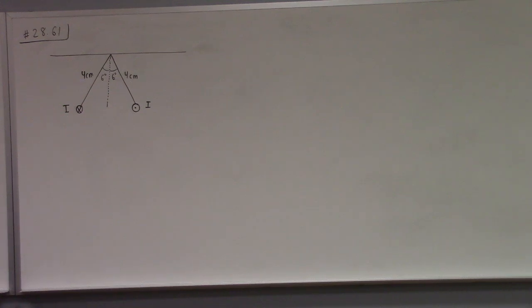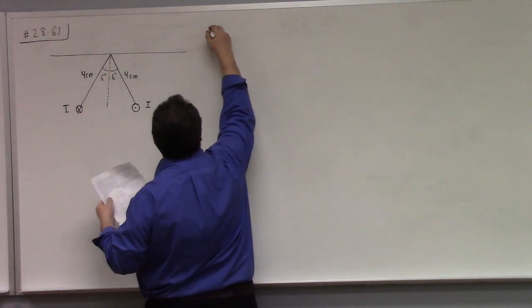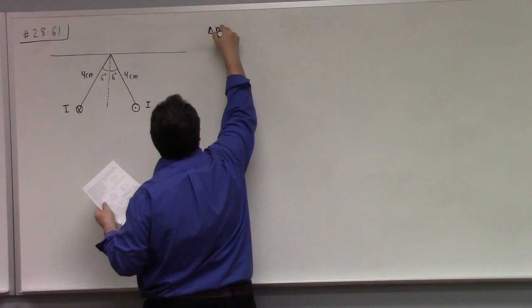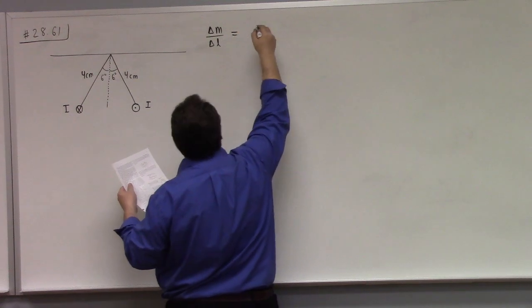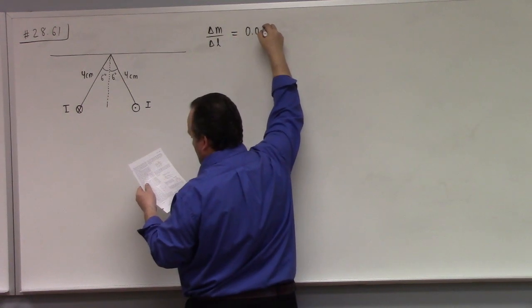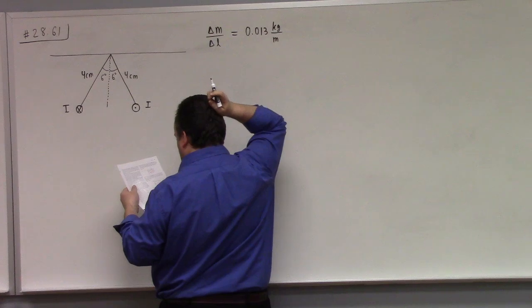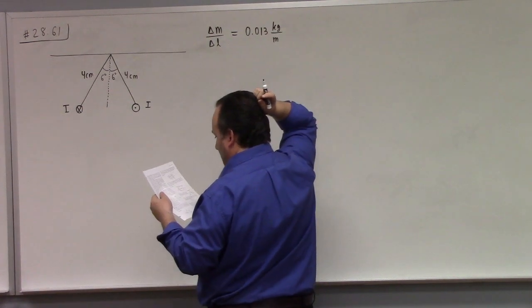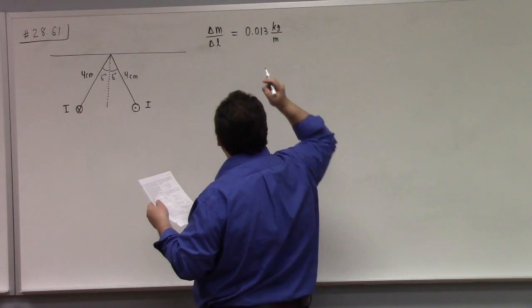All right, so what does the problem say? It says two long parallel wires hang by 4 centimeter long cords from a common axis. The wires have mass per unit length, ooh, interesting, of 0.013 kilograms per meter. Great. And they carry the same current in opposite directions. What's the current in each wire if the cords hang at an angle of 6 degrees with the vertical? Oh, that's it, huh?